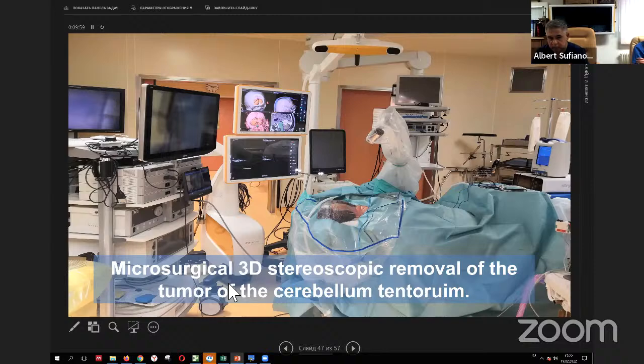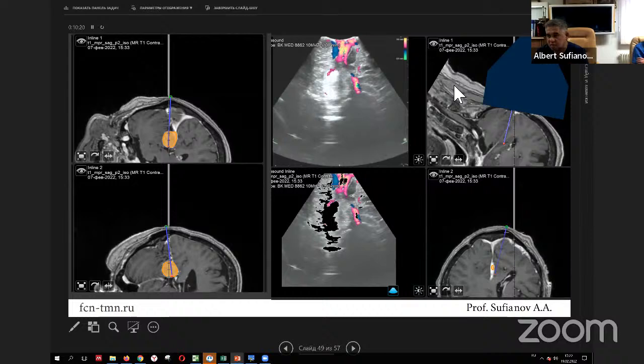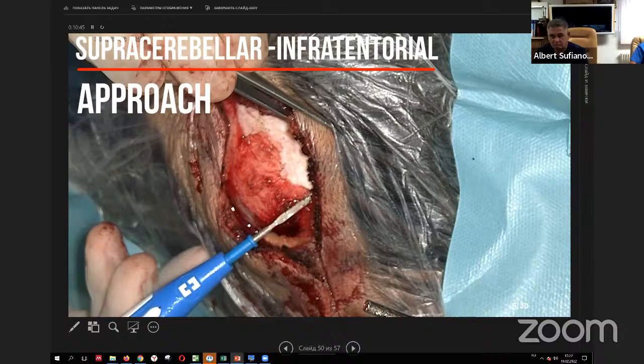Position. The landmark by navigation systems, you see, before the operation we see the trajectory and estimate whether the approach is enough or not enough. And we also use ultrasound just to estimate main vessels like veins and arteries before surgery, you see, and make fusion with MRI during surgery. Now start the surgery. Supracerebellar infratentorial approach.